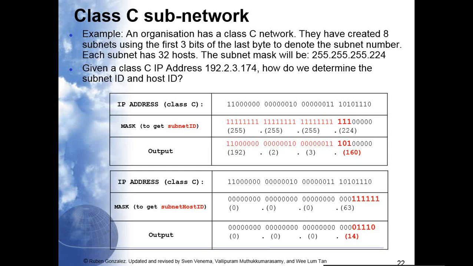If I wanted the host part, well, again, it's a Class C network. So Class C has 3 bytes for the network. Because we've got this complication with the first 3 bits being the subnet, if you look at the bottom example there, to get the subnet host ID, I need to ignore the first 3 bytes and the first 3 bits of the last byte. So you'll see that the first 3 bytes are 0s for the mask, and the first 3 bits for the last byte are also 0s, and it only lets through the last 5 bits. So this is machine 14 on a particular subnet.